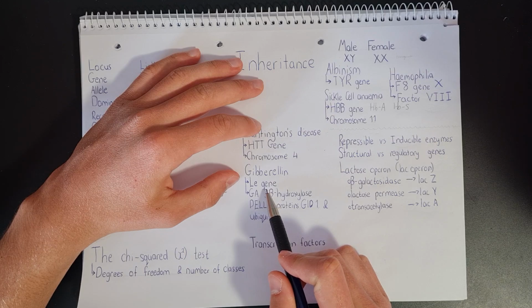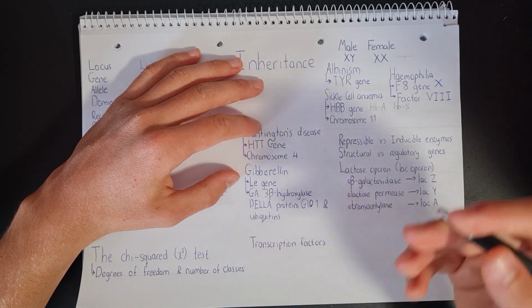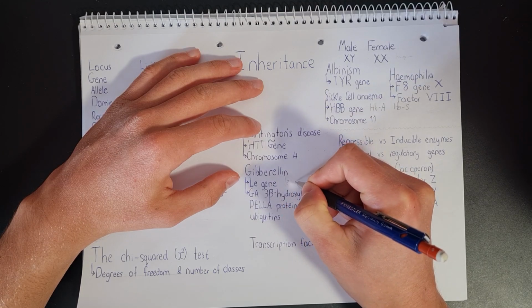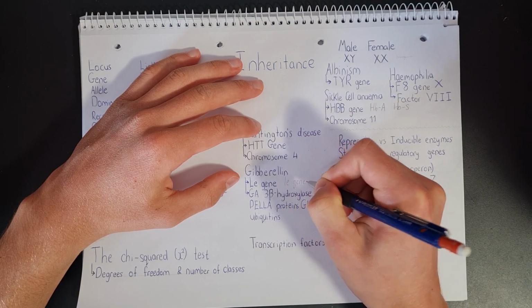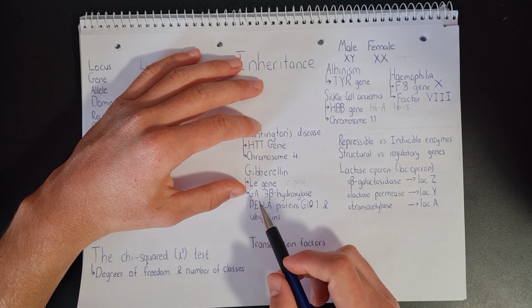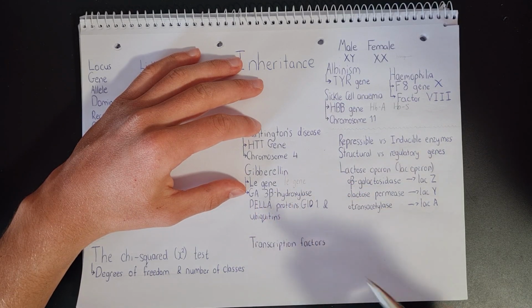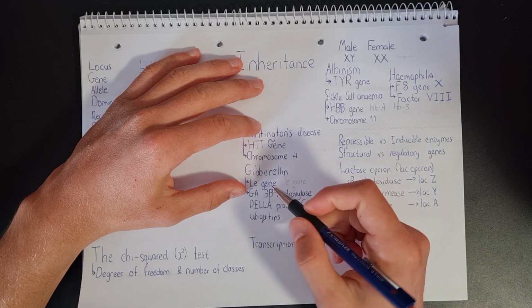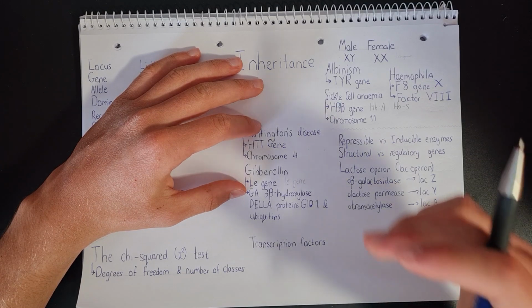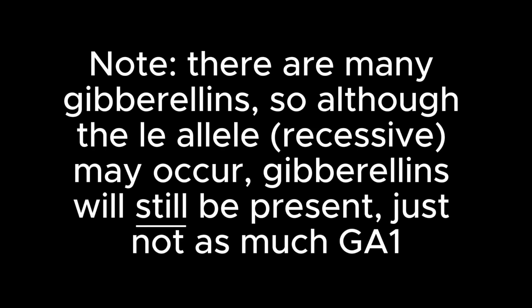Mutations on the LE gene result in a recessive allele. So it will be a lowercase LE, and it will be again gene, so the recessive allele. The recessive allele cannot produce a functioning GA3B hydroxylase enzyme, and so the gibberellin is not produced, and so stem elongation can't occur, and this results in a dwarf pea plant.